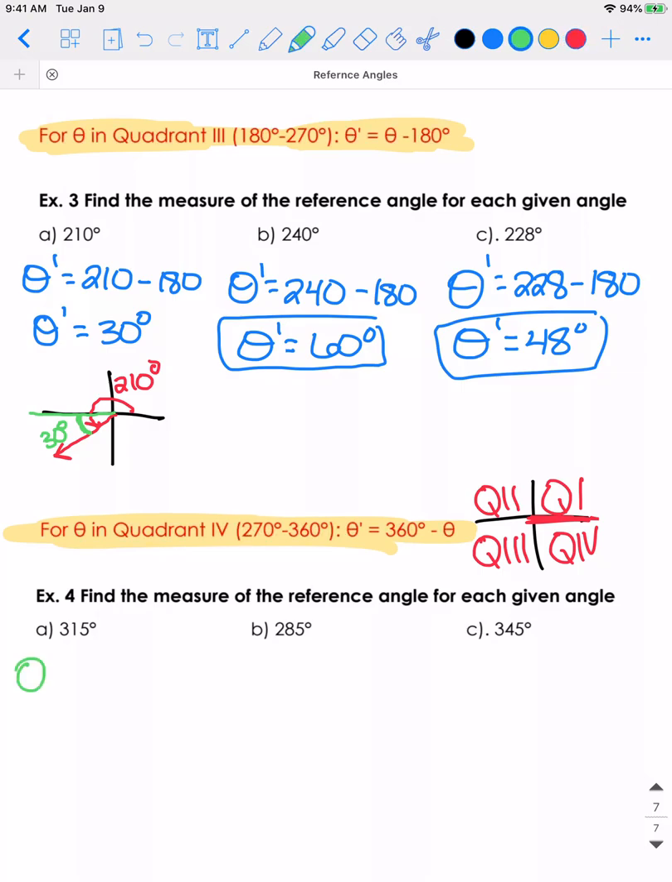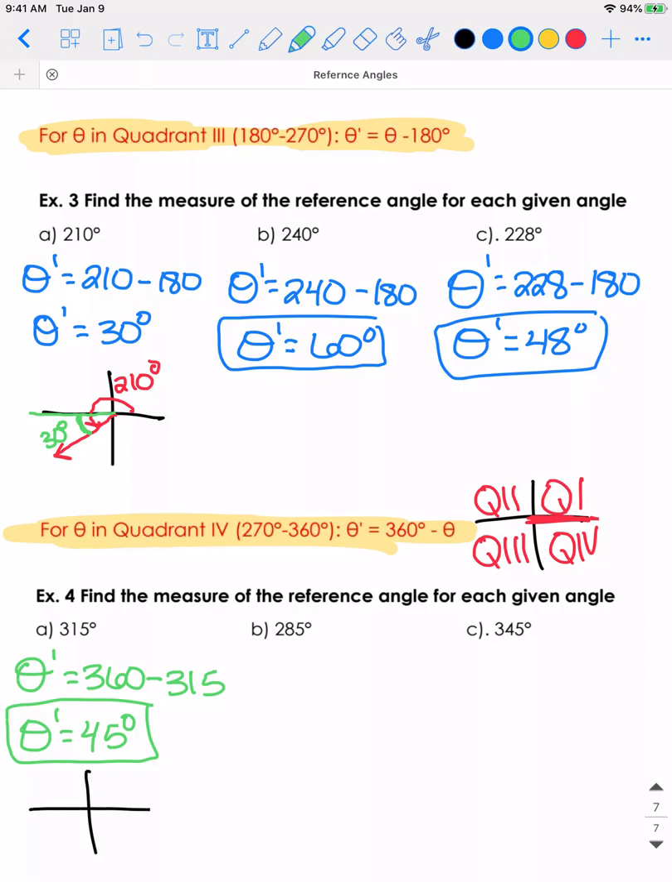So I have theta prime is equal to 360 degrees minus 315. When we do that, we get theta prime to be 45 degrees. And yes, that's an acute angle. Just to have a reference of what this looks like, 315 degrees would be somewhere around here, and it's all of that rotation. But we want to know what it makes with the x-axis. So we're looking for this little chunk right here, and that is the 45 degrees.